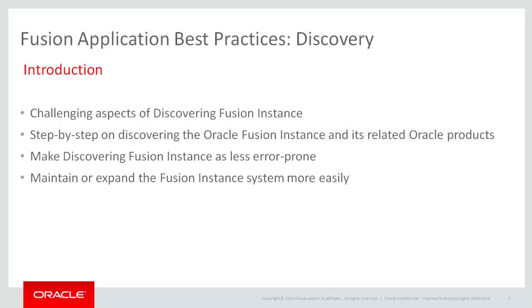The process of discovering Fusion instance can be challenging without proper guidance or reference. Through this screen watch, we will provide instructions on Oracle's best practices for discovering Fusion instance and its related products, such as identity management, BI, and out-of-box services. The step-by-step guidance will help system admin to discover Fusion instance as less error-prone, and also maintain and expand the system more easily and systematically.